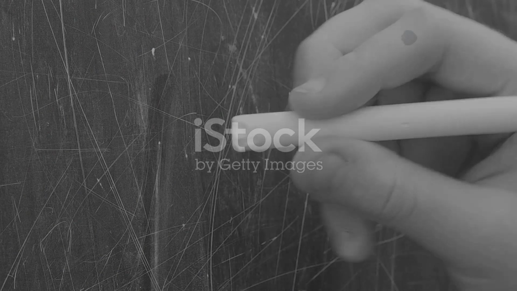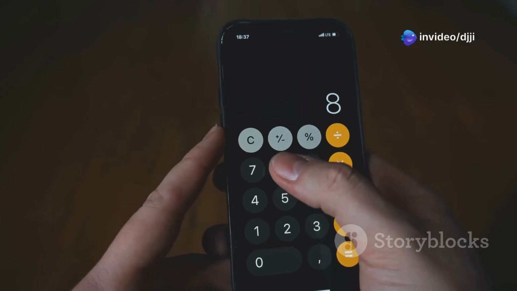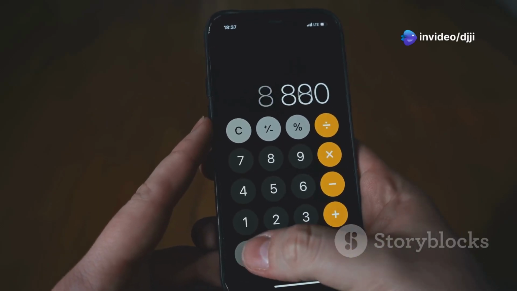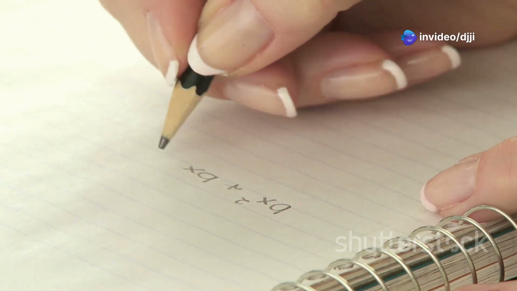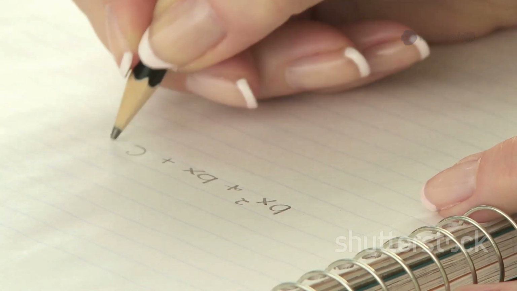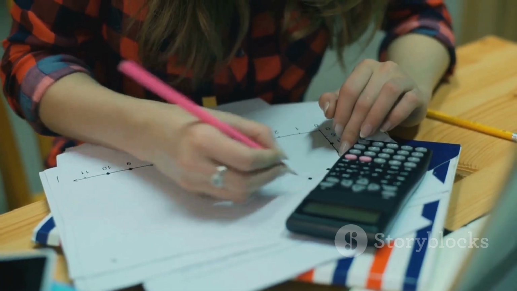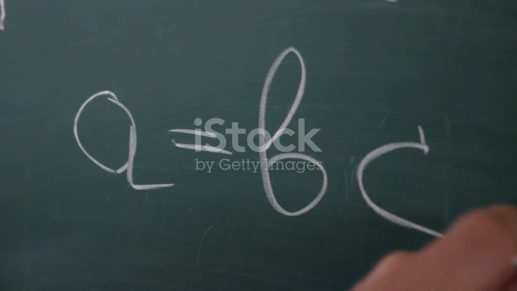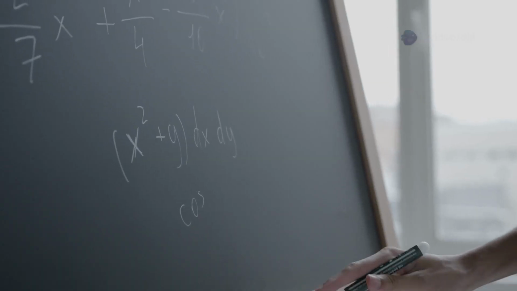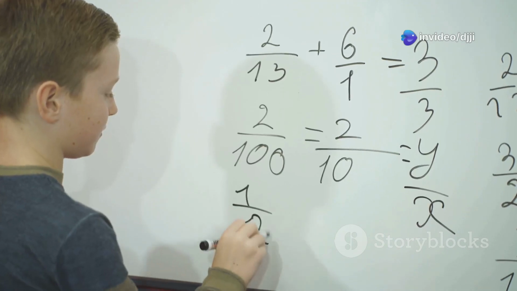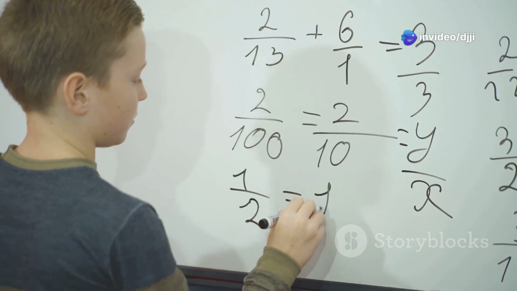To divide a polynomial by a monomial, you need to divide each term of the polynomial by the monomial individually. Then simplify each resulting term by dividing the coefficients and subtracting the exponents of like variables. Here's a step-by-step breakdown. First, rewrite as a fraction. Write the polynomial divided by the monomial as a single fraction.